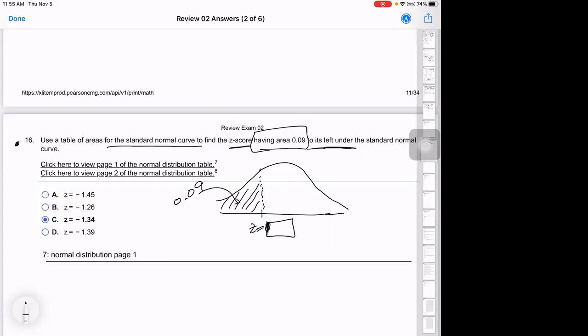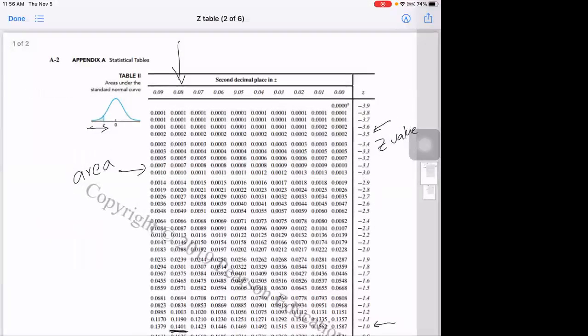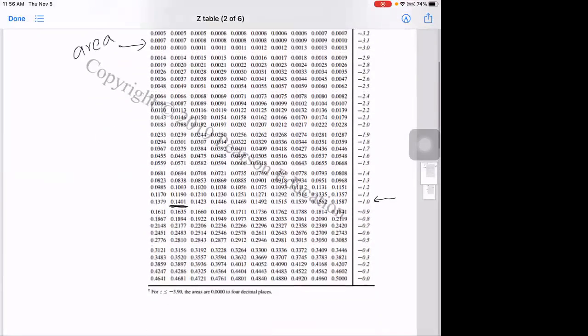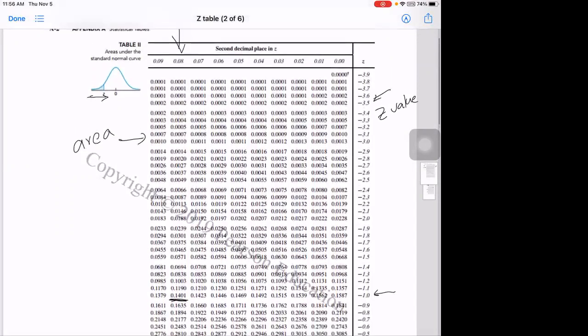So you have to use the same Z table, but now it is the vice versa process. You know the area, 0.09. Go to the Z table. Now you have to find the area in the body of this table. You have to locate 0.09 from this body of values. Where is 0.09? You can find it in table 1.